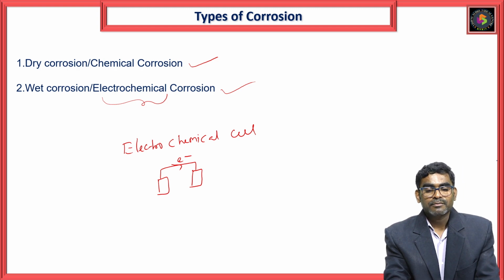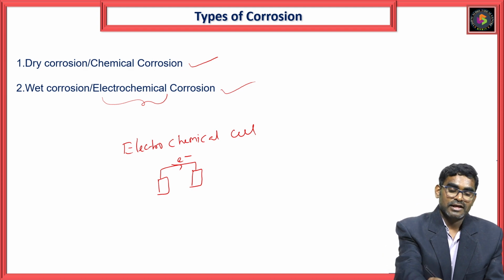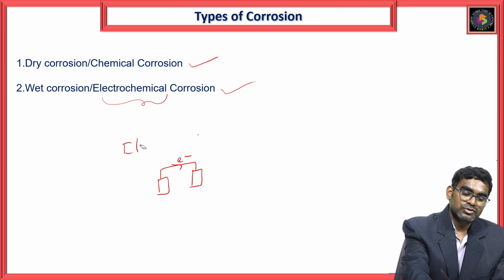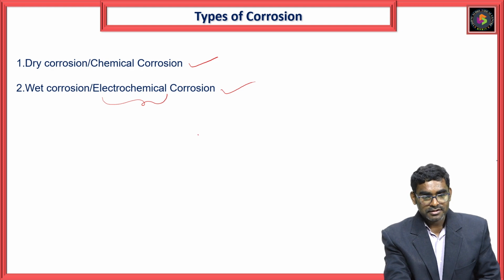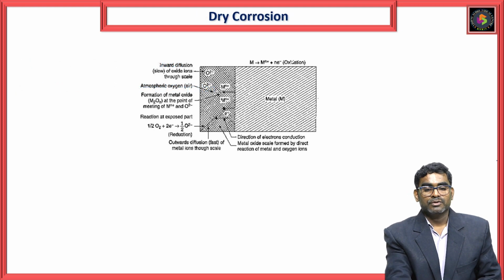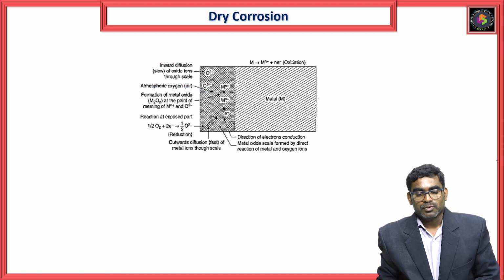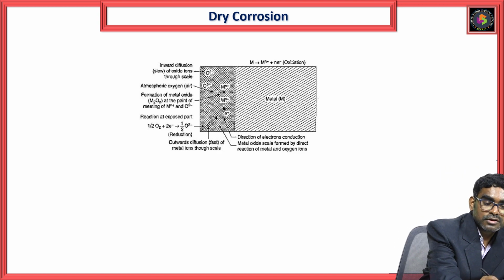So from the mechanism point of view, corrosion is of two types: dry corrosion as well as wet corrosion. Let us see the details one by one. Let us see about dry corrosion and wet or electrochemical corrosion. Fine, so dry corrosion. This dry corrosion is also called oxidation corrosion.